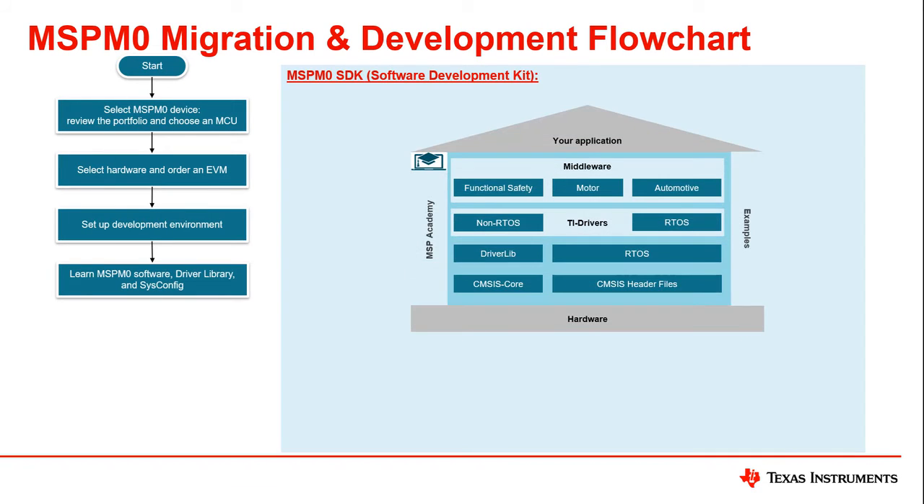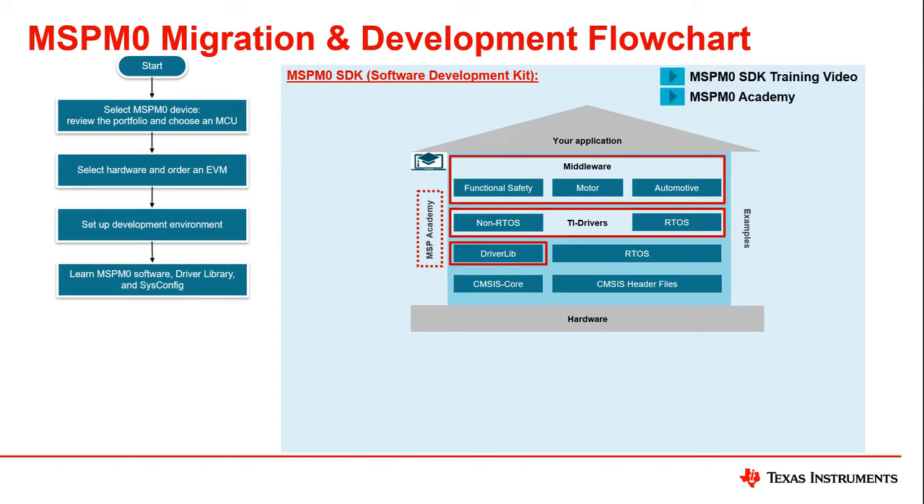The fourth step is to look at the software resources for MSPM0, which includes the software development kit MSPM0 SDK for the entire MSPM0 family of products. The MSPM0 SDK includes low-level driver library, application-level middleware, and support for both non-RTOS and RTOS systems.